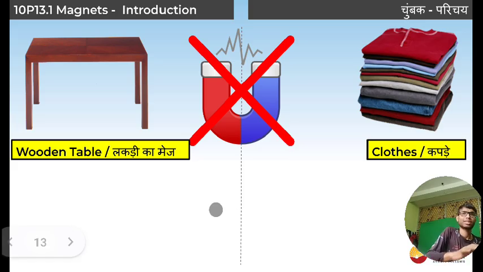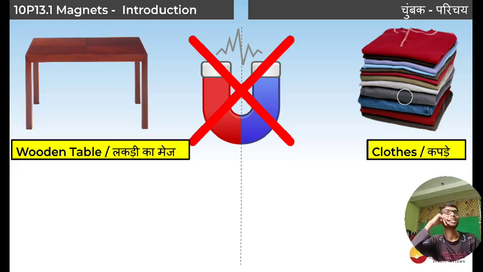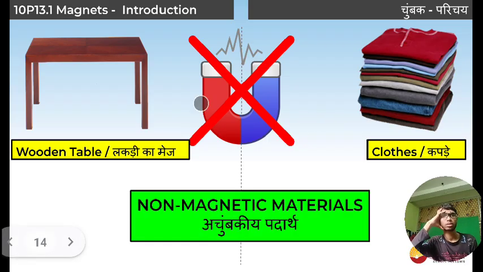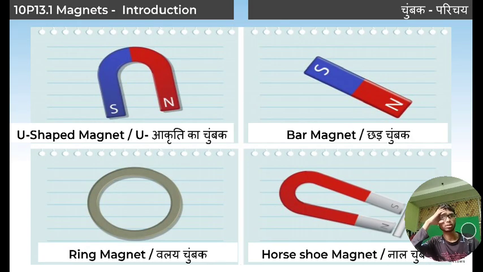Here, this magnet will not attract this. This magnet also will not attract this, because these are insulators. These materials do not have electrons or ions. So these will be known as non-magnetic materials. Okay, we are crystal clear.